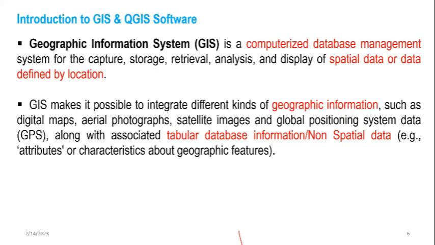GIS makes it possible to integrate different kinds of data. It can be a digital map, an aerial photograph, a satellite image, or data collected on the ground using GPS devices. Then you can associate this data with any other information that may not have the location aspect, for example a name, the height of something, the quantity, or any other information that may be useful.